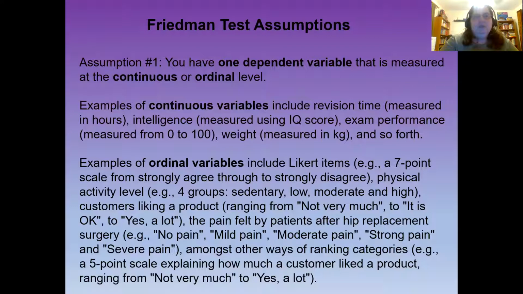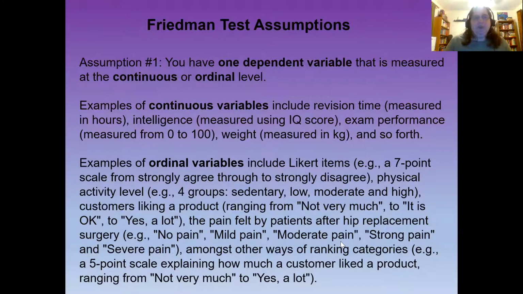Like continuous variables we talked about, time, intelligence on an IQ score, exam performance, weight, and so forth. But let's talk about some examples of ordinal variables. Well, Likert items, a 7-point scale ranging from strongly agree to strongly disagree. Now, by the way, some of you might be immediately thinking, but I have Likert items. Well, you might very well, but if you're adding them together, that gives you more variability. So we're just talking like if your final score was rated on a 7-point scale, you might want to really think about this, Friedman, okay?